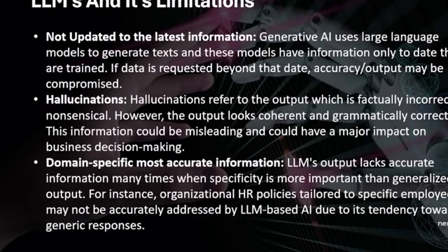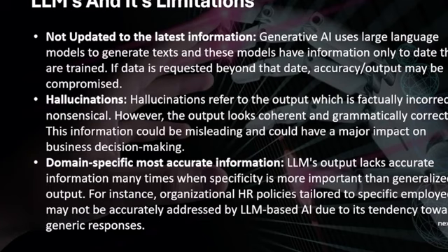It can hallucinate your answer. Domain specific most accurate information. Large language models' output lacks accurate information many times when specificity is more important than generalized output. For instance, organizational HR policies tailored to specific employees may not be accurately addressed by LLM based AI due to its tendency towards generic responses. Yes, if you train your large language model, it gives you a very good answer, but that is related to a specific category.